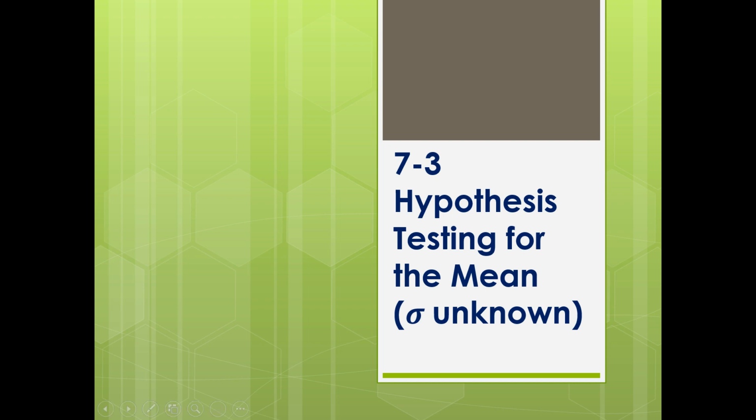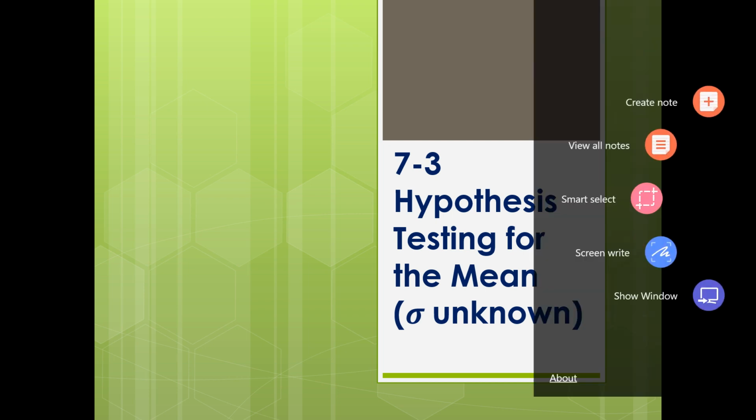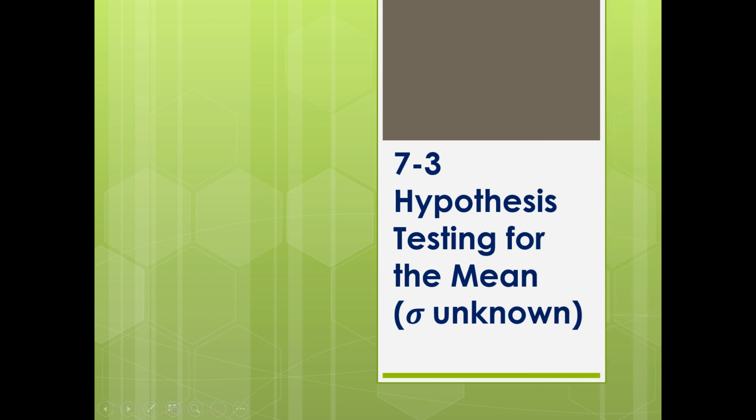Okay, we're going to begin 7.3, which is hypothesis testing for the mean. Now, this is when we have the sigma unknown. So, in our last section, sigma was known, so we used a z-test. Now we're using a t-test because our sigma is unknown.